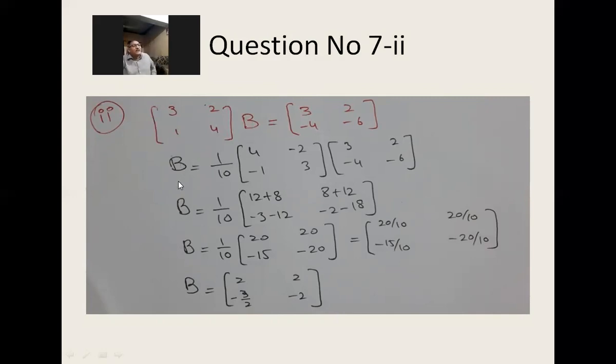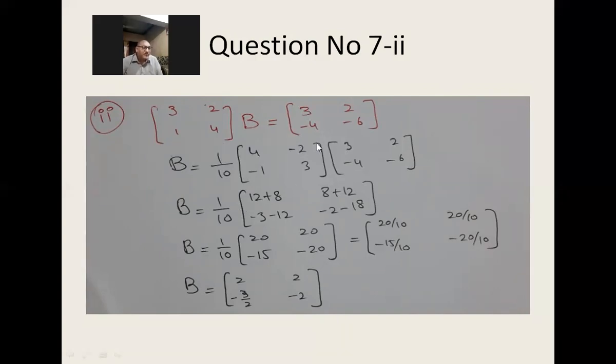So here you can see in the second step that B is equal to 1 by 10. I'm writing its inverse. We have found its inverse at the start of this question. You will have 4, minus 2, minus 1, 3. And then this matrix, you can see that the inverse is written on the first position on the right side. Then I will multiply this matrix with this matrix. So from here I will take the rows, and from here I will take the columns. So the first row will multiply with the first column, then the first row will multiply with the second column.